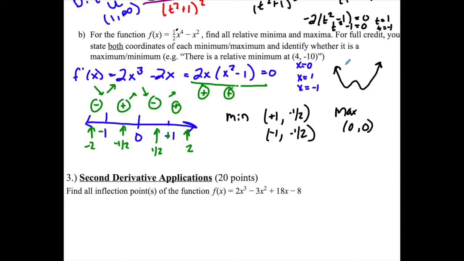I encourage you to graph this and check for yourself if you don't believe me. So go ahead and make sure you understood what I did here. And then in a second, I will move on to problem 3.